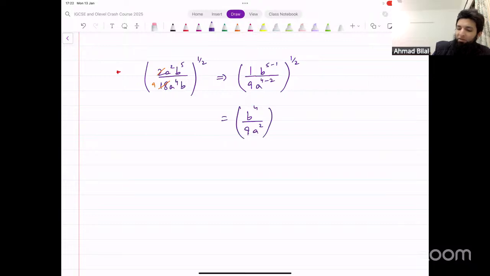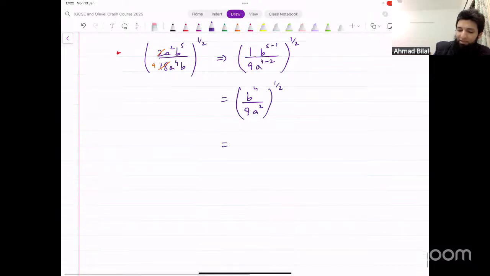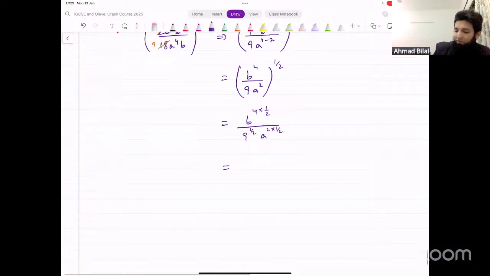And now this whole power 1 over 2, we can bring that inside. So it becomes b raised to power 4 times 1 over 2 divided by 9 raised to power 1 over 2 into a raised to power 2 times 1 over 2. And now we'll simplify everything. B raised to power 4 times 1 over 2, that will be b squared. 9 power 1 over 2, that's basically the square root of 9. What does that give you? That gives you 3a raised to power 1. And that's the simplified fraction that we were looking for.